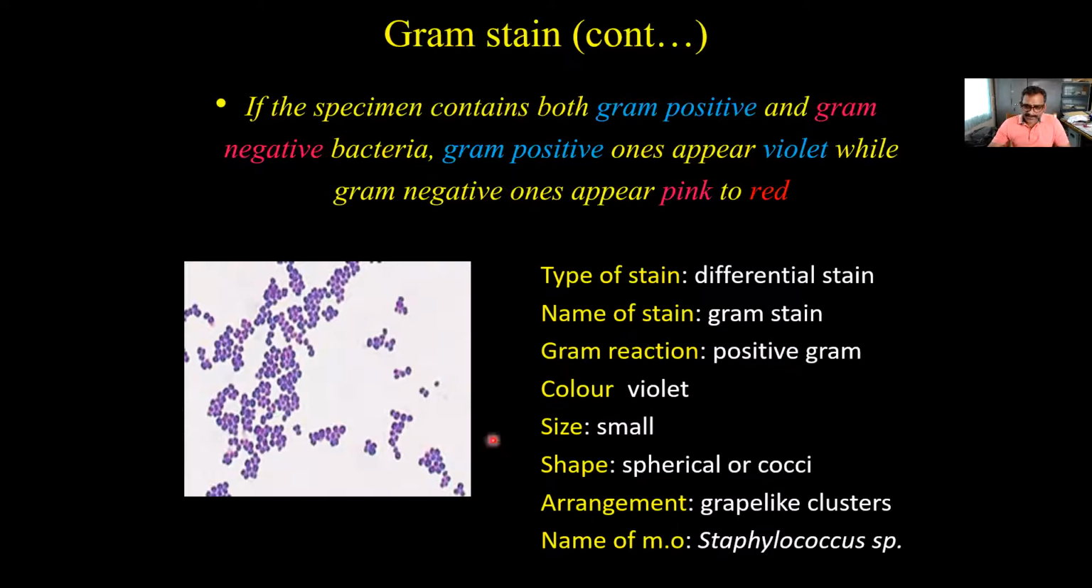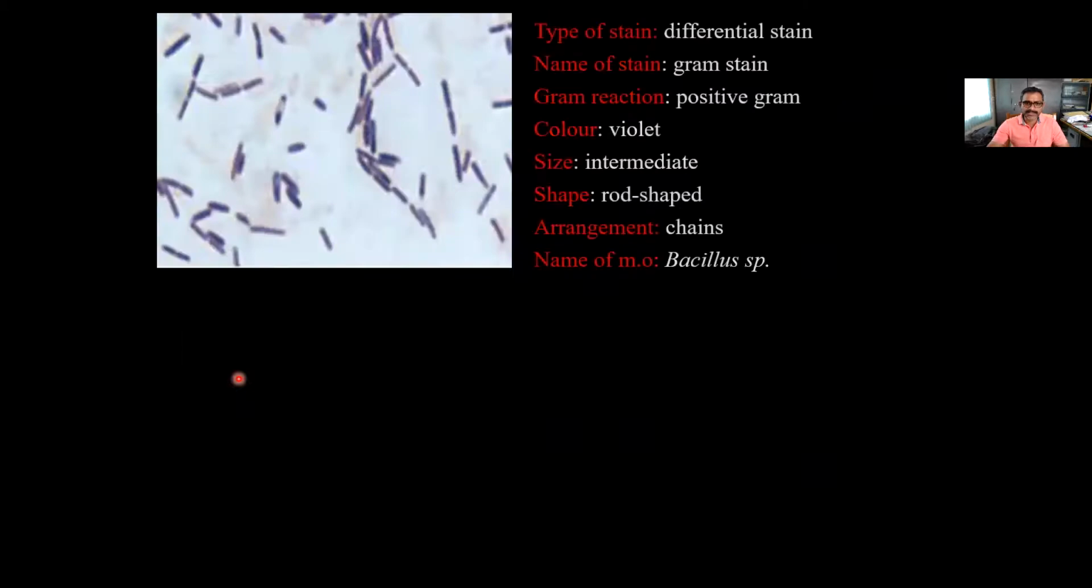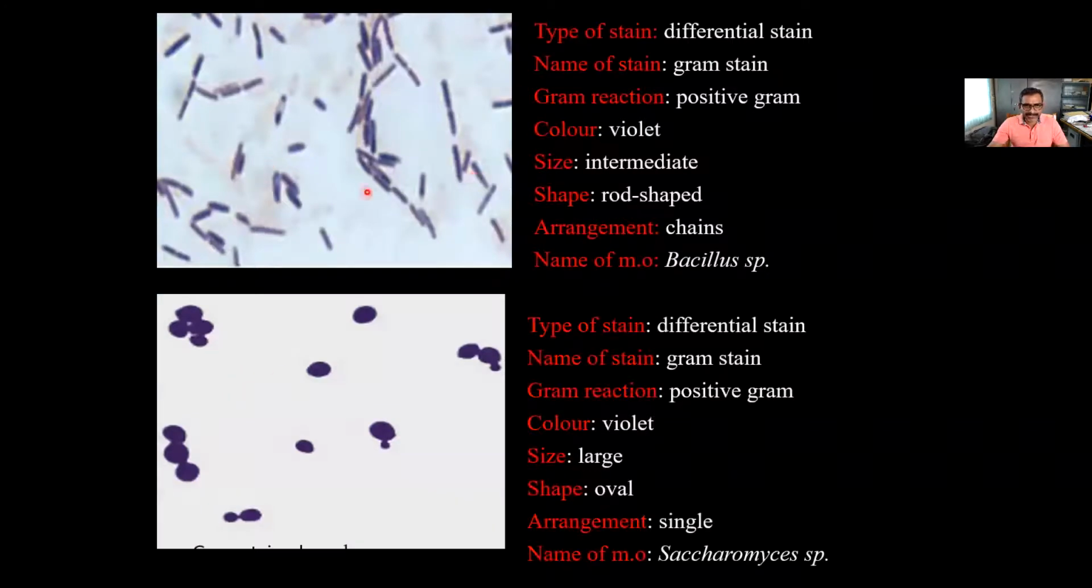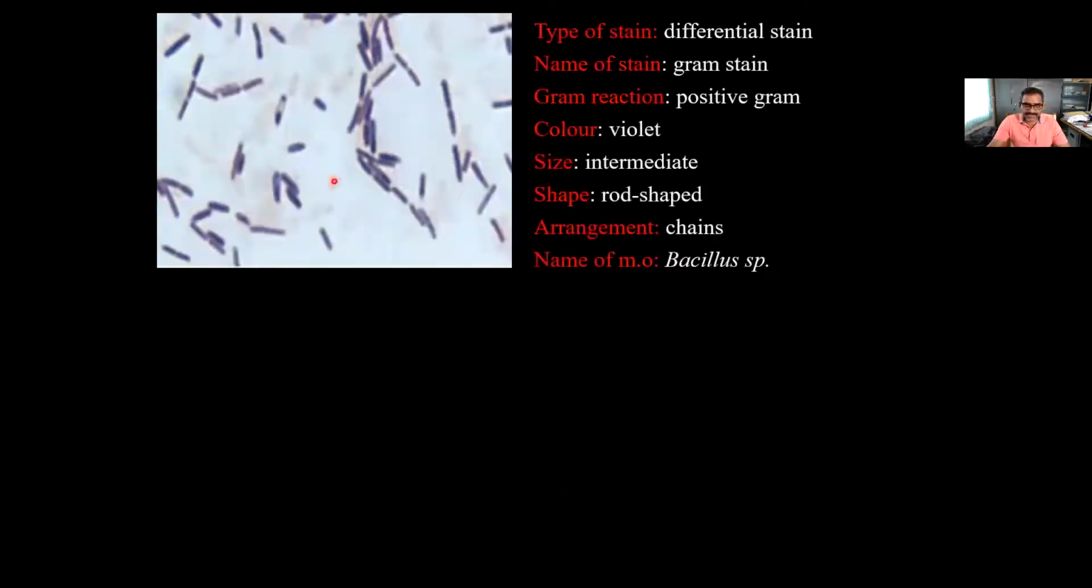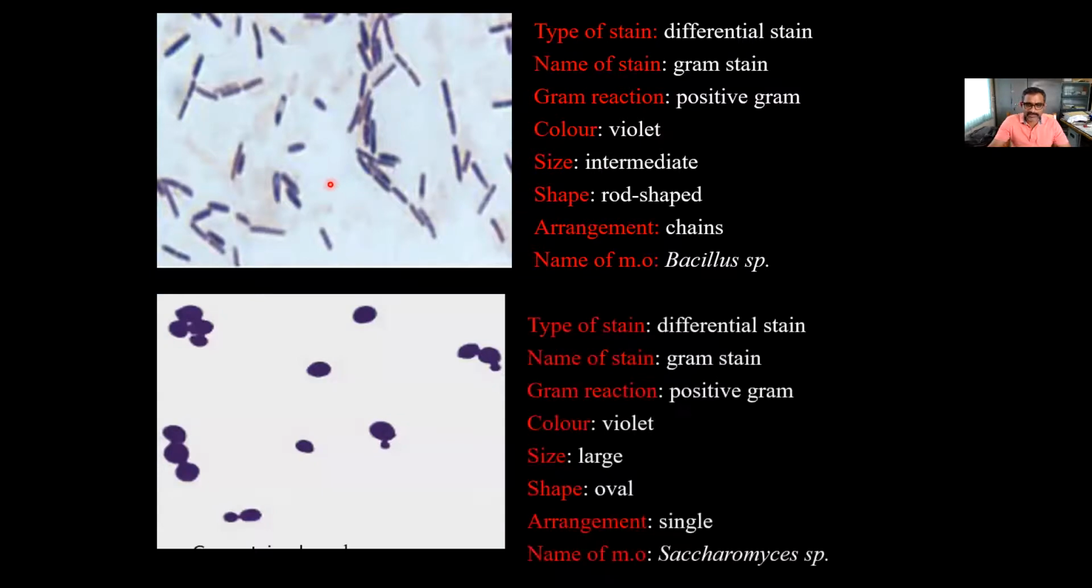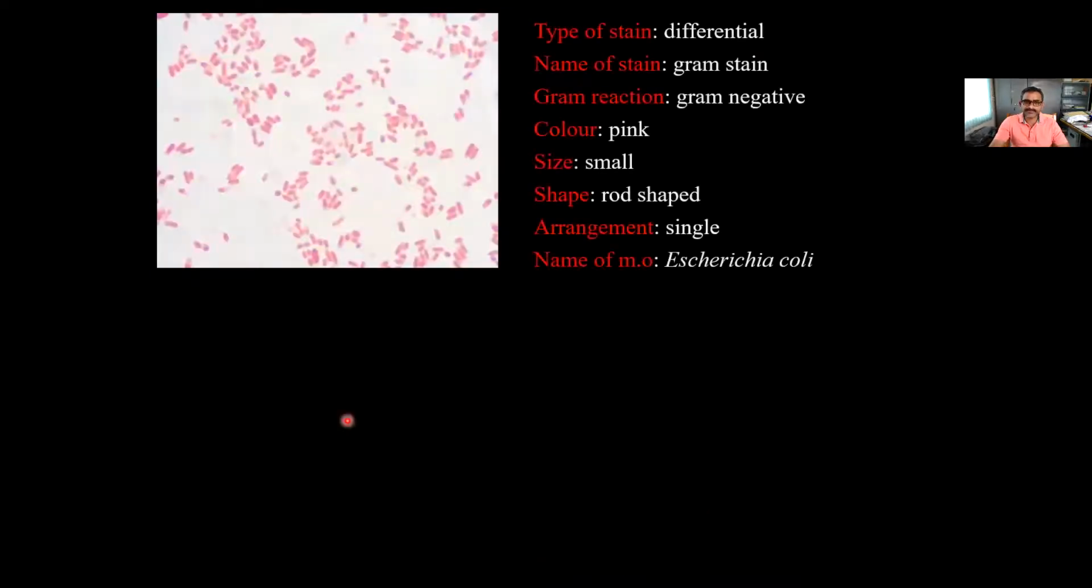This is a coccus-shaped Staphylococcus species, which is gram negative. For gram reaction, gram negative. Similarly, this is a Bacillus species, which is gram positive, sorry. So here Staphylococcus is gram positive because it is violet in color. Bacillus is gram positive because it is violet in color. Even these Saccharomyces species, yeast cells, are also gram positive in nature. And Escherichia coli is gram negative.